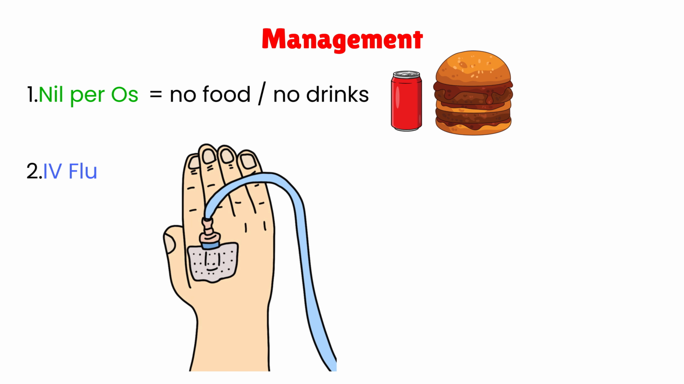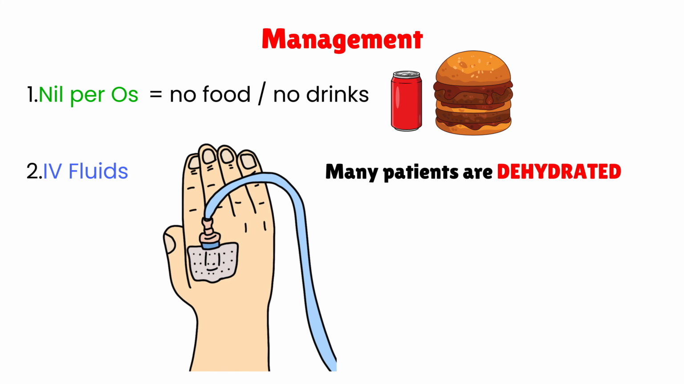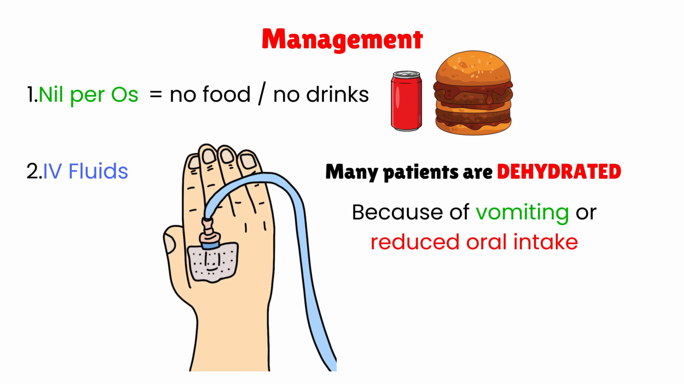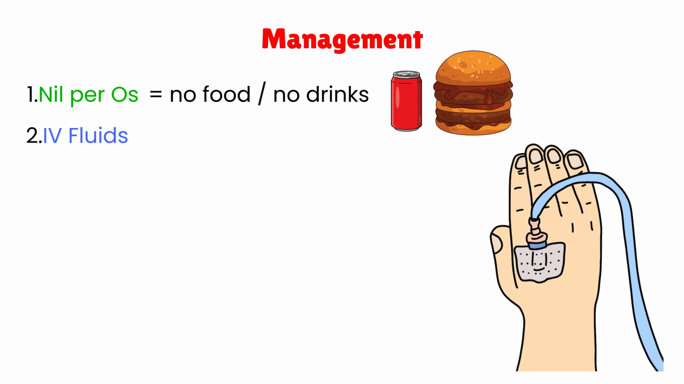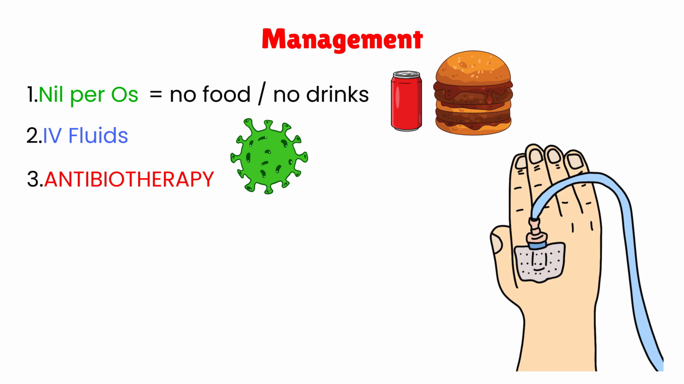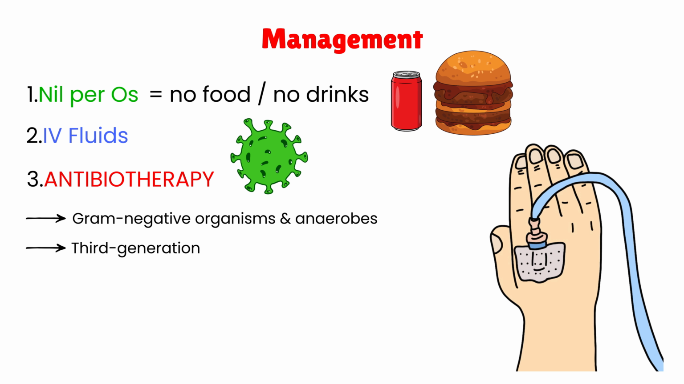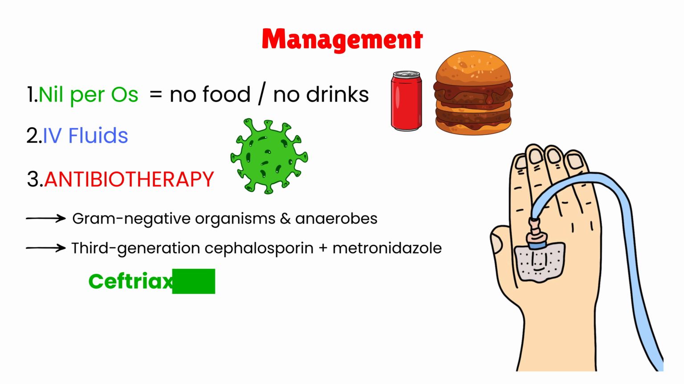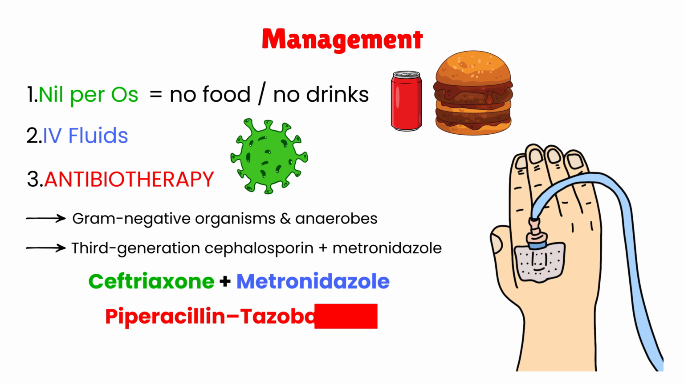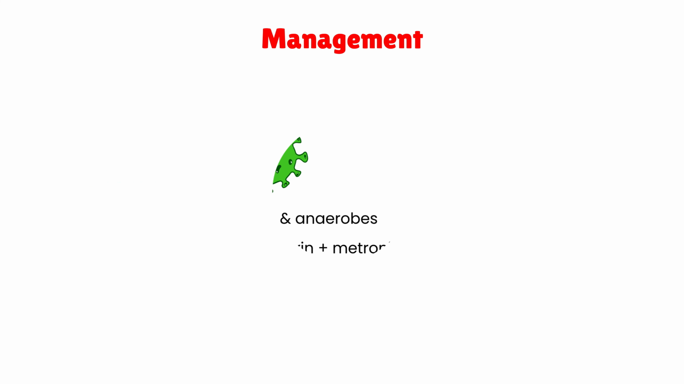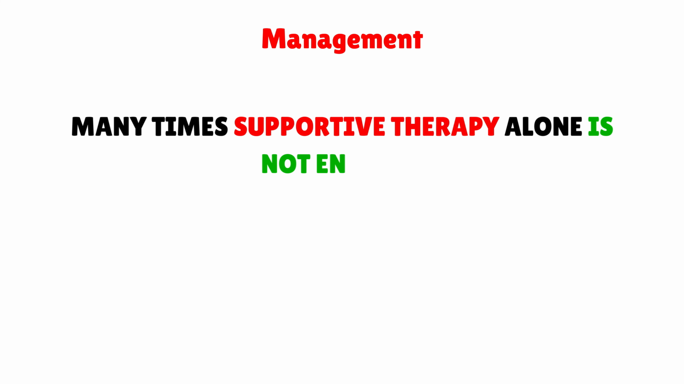Intravenous fluids are initiated, particularly because many patients are dehydrated from vomiting and reduced oral intake. And adequate pain control is also essential. Because bile stasis creates an environment where bacteria can proliferate, broad-spectrum intravenous antibiotics are typically initiated early. These usually need to cover gram-negative organisms and anaerobes. Common choices may include a third-generation cephalosporin, such as ceftriaxone combined with metronidazole, or a broader single agent such as piperacillin-tazobactam. However, supportive therapy alone does not remove the obstruction.